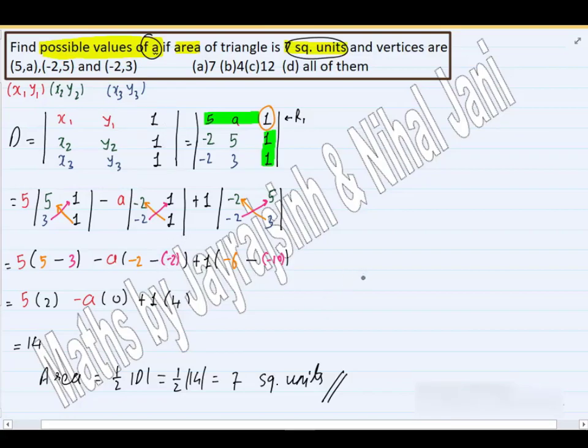Think a little and you will realise that for all a belonging to the real numbers, our area will be 7 square units, right? So we can say all the real numbers will satisfy this condition, but we have to choose the correct option. Here 7, 4, 12, all of them satisfy the condition given in the question, right? So the correct option is D.